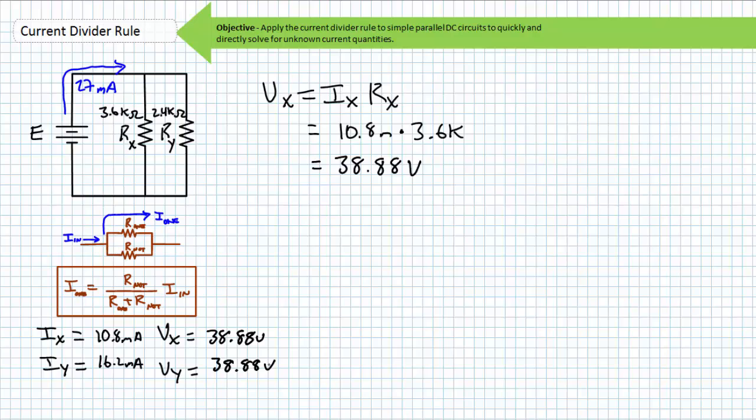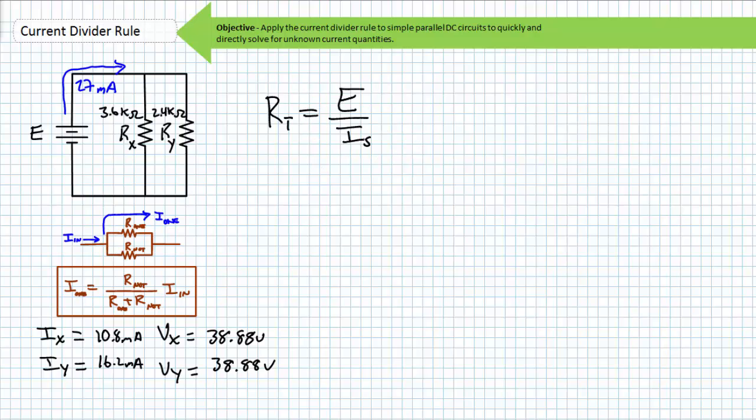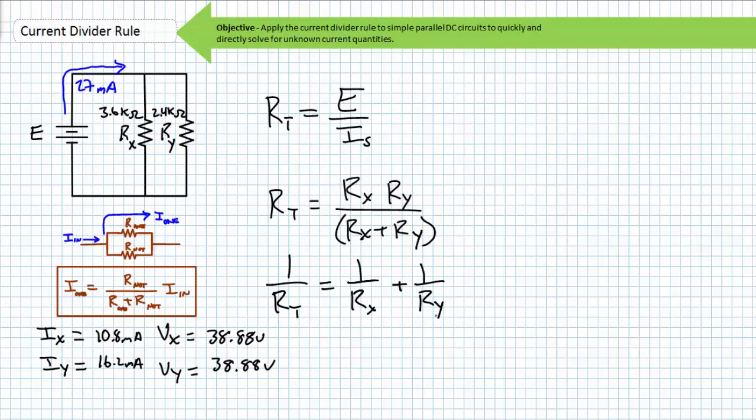Notice at no time did solving for current through or voltage across necessitate solving for resistance of this parallel combination, although you could do this if you wished, using several different methods, notably a restatement of Ohm's law, where RT equals E divided by IS, or your choice of the parallel resistance combination formulas. Either calculation yields 1,440 ohms. This is a great check.